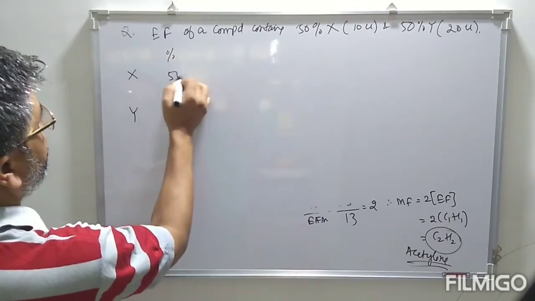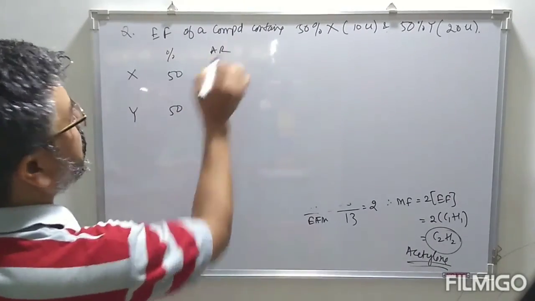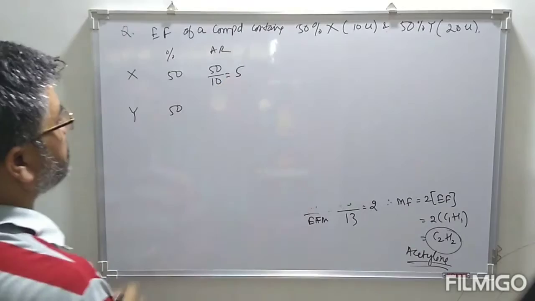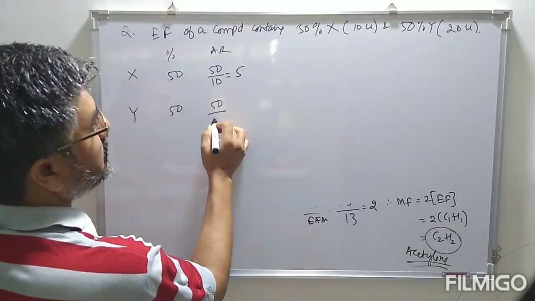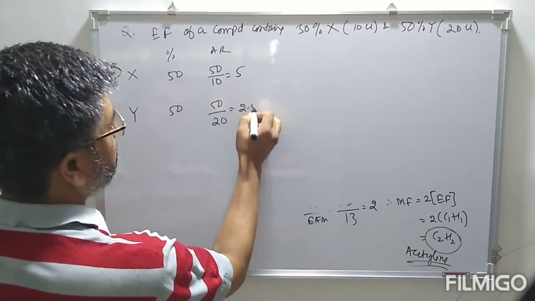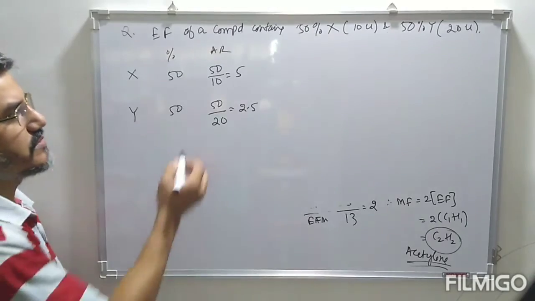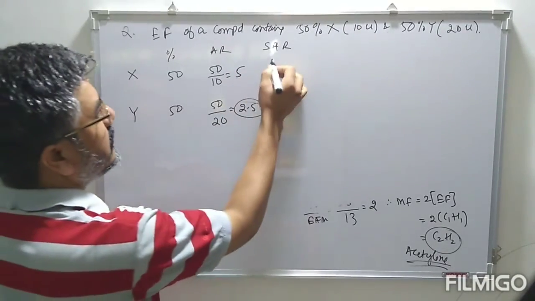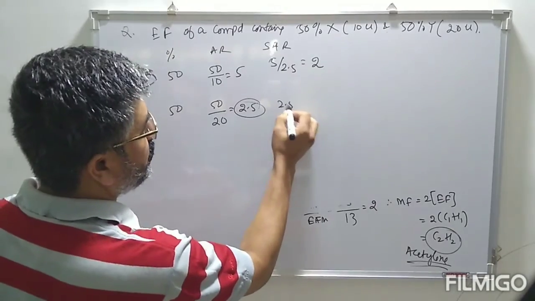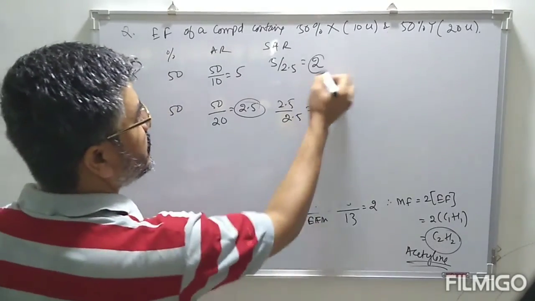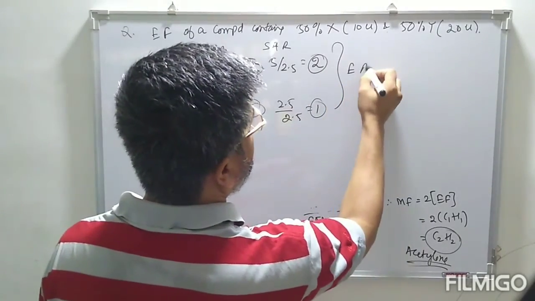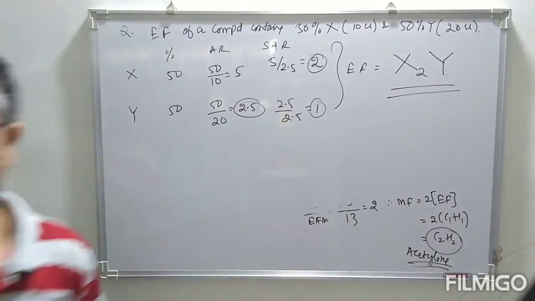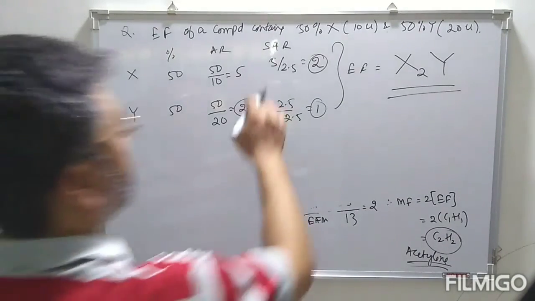The percentage is 50, 50. So therefore the atomic ratio is percentage divided by atomic mass. So the simplest ratio, the simple atomic ratio: the atomic ratio divided by the least value. So 5 divided by 2.5, that is 2. 2.5 divided by 2.5, that is 1. So we have the simple ratio, 2:1. So therefore, the empirical formula of the given compound is X2Y. This is the formula of the given compound with this percentage composition.